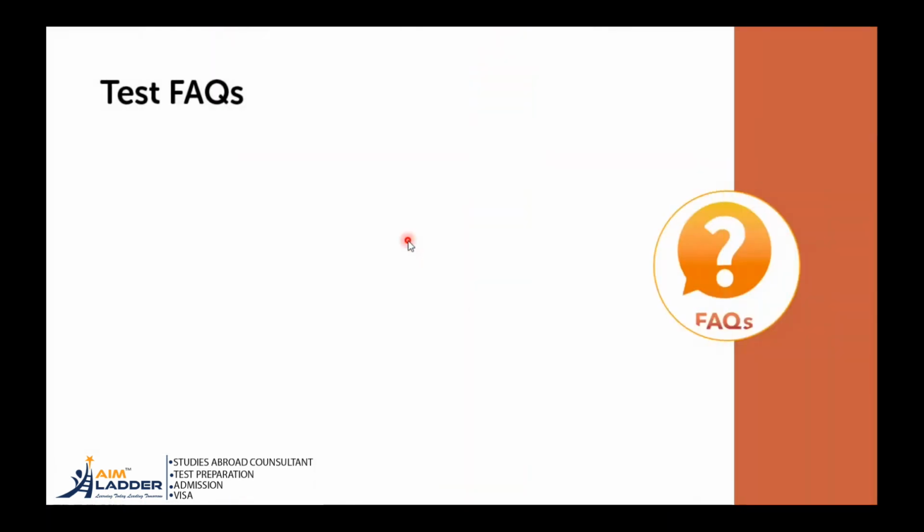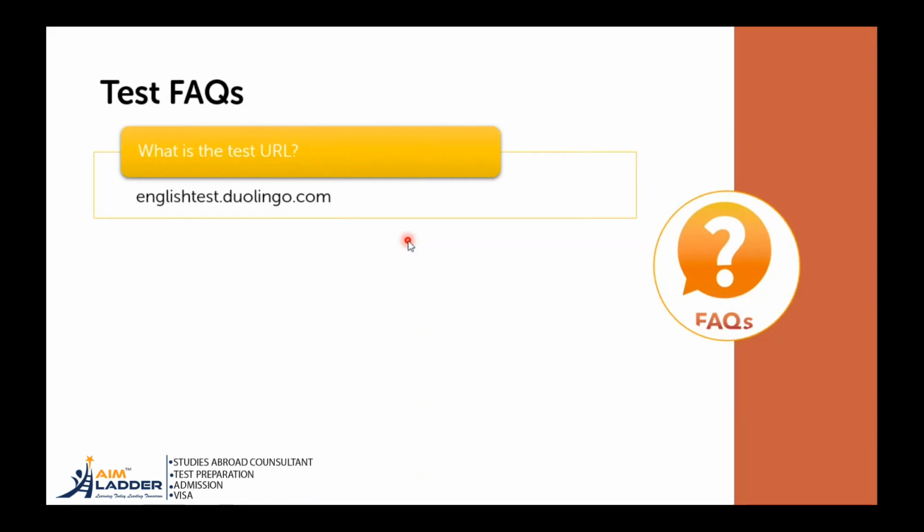When it comes to a few questions, candidates often come up with some questions here, and so I would like to share them here. So first, of course, what is the URL? What is the website of this test? So this is the website, englishtest.duolingo.com. This is the website where you can visit and register yourselves. This is the same website where you can take the practice test, and also the same website where you can purchase your test and also appear for the same. So this is the only website that the candidates need to know.